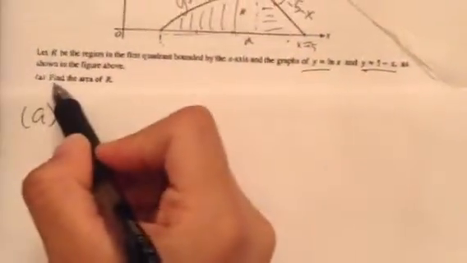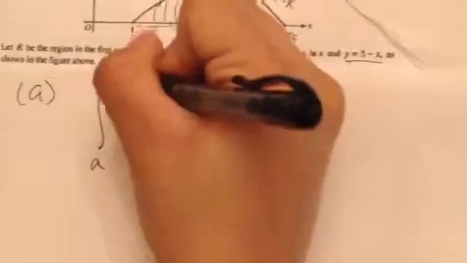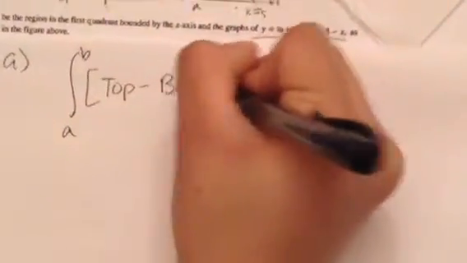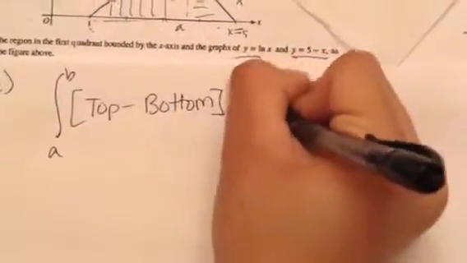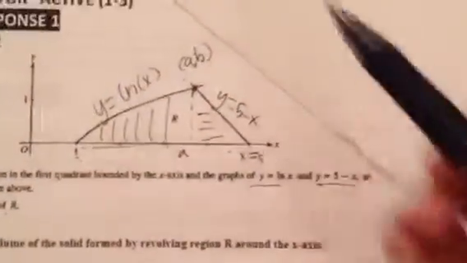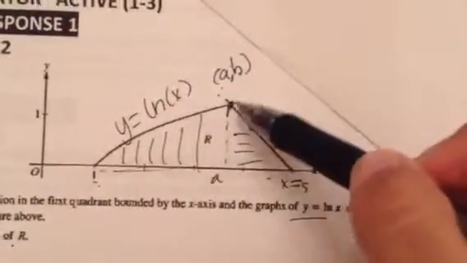Part A asks us to find the area of R, and so to do that we're going to use the equation A, the integral of A to B, top minus bottom dx. And so if we go back to the figure, as we can see, we have a bit of a problem right here because the graph splits.